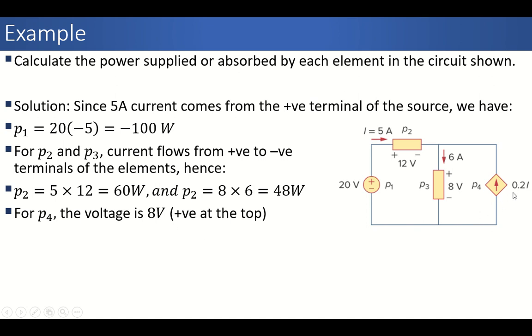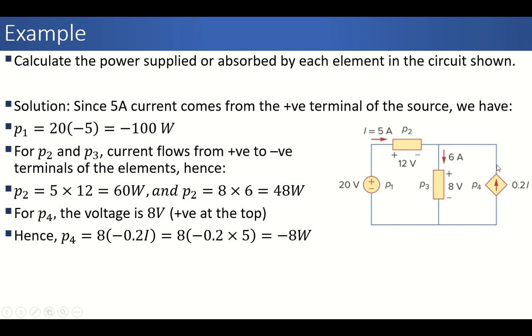In this case, we don't know what the voltage across this current source is, but you can see that current is flowing in the upward direction, and this element is in parallel with this element. So the voltage across this element will be the same as the voltage across this element. So the voltage across this element is 8 volts. So P4 will be equal to 8 multiplied by 0.2 I, and I is equal to 5, this is the value of I.